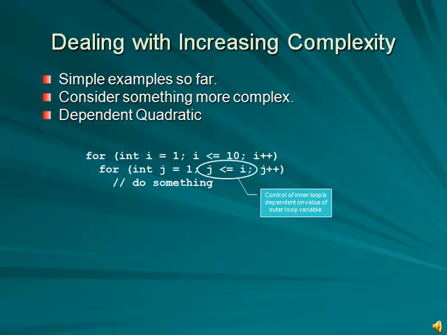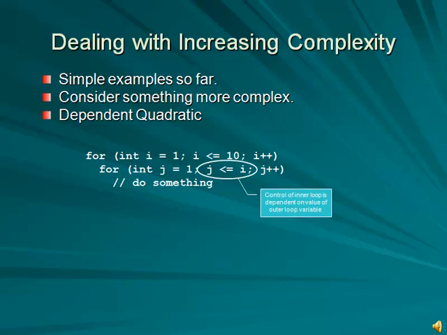So far we've dealt with some pretty simple examples: simple counting or logarithmic loops, or independent nested loops, which again could be linear or logarithmic. Well, let's consider something a bit more complex. In this case, we have two nested for loops, and this one is called a dependent quadratic.